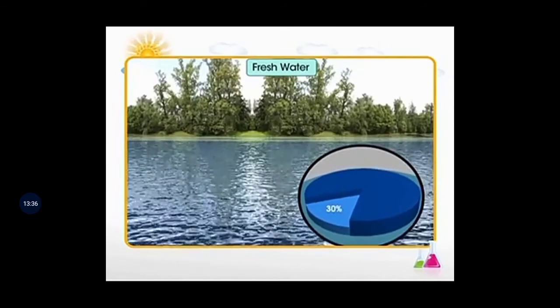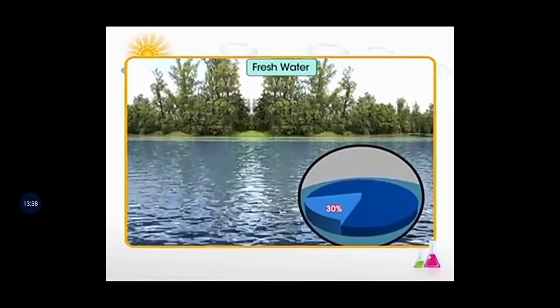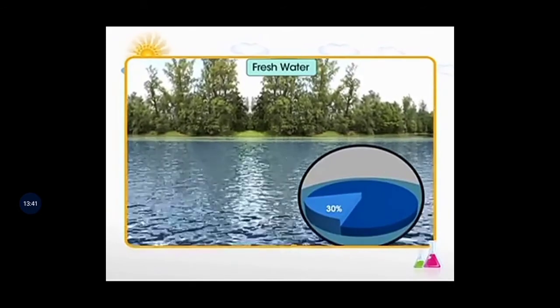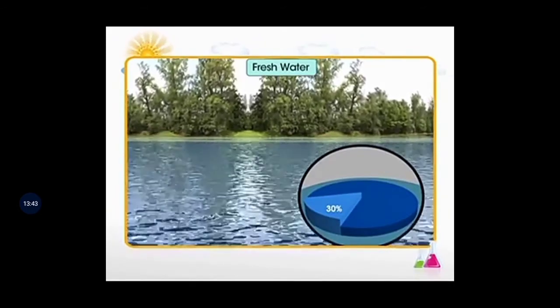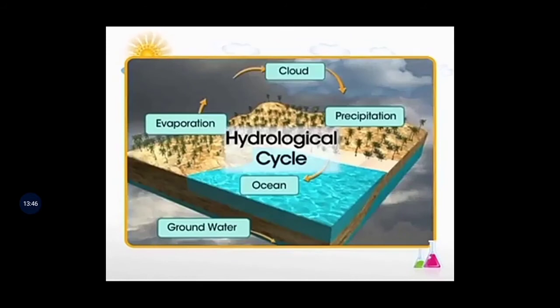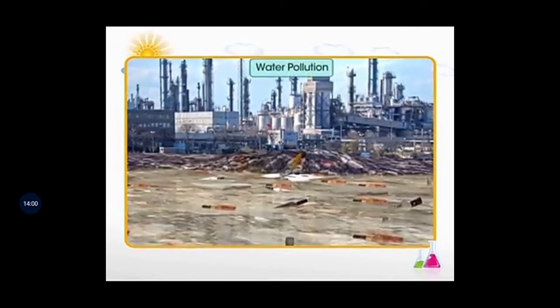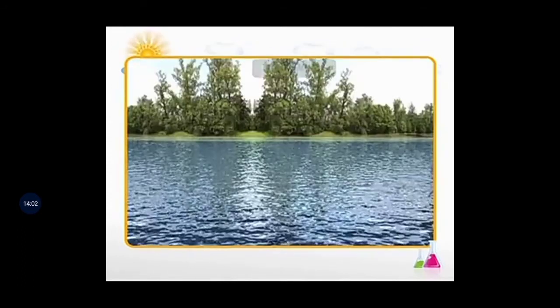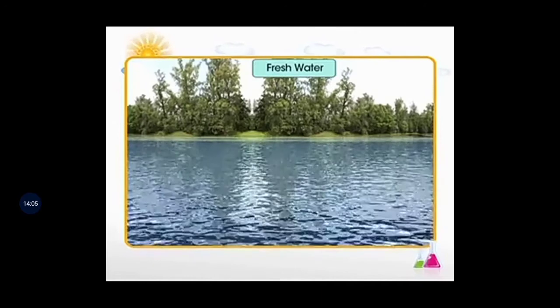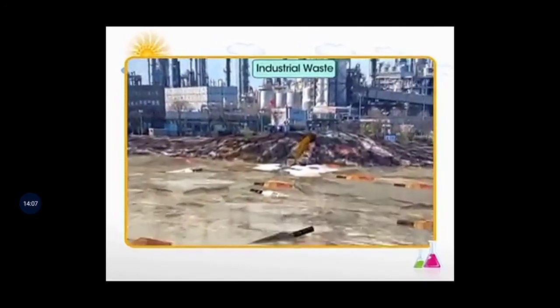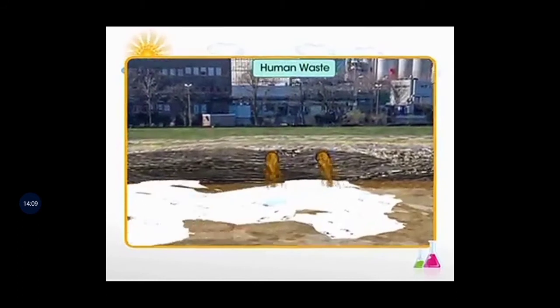Thus, only a small proportion, 30% of the total fresh water that exists on Earth, is available for our use. This fresh water appears in the form of surface water and groundwater that is continually being renewed and recharged through the hydrological cycle. Availability of fresh water is again reduced due to water pollution. Fresh water is polluted mainly by industrial waste, human waste, and also by agricultural waste.